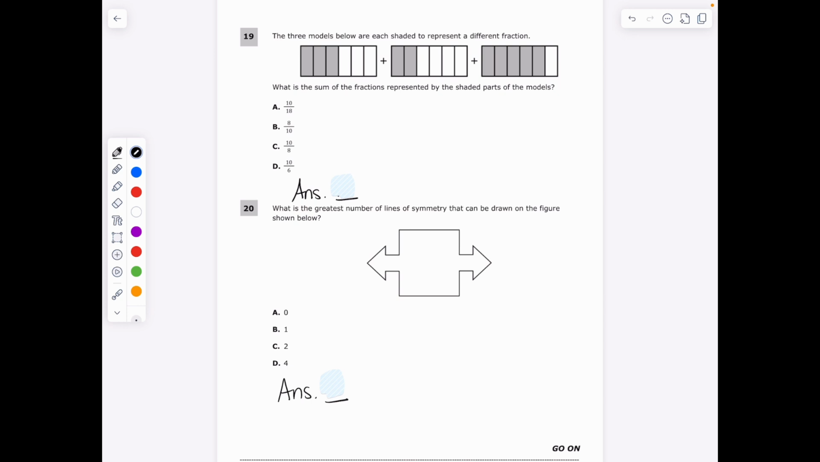Alright, let's look at 19 and 20. The answer for 19 is D. The answer for 20, lines of symmetry, is C. Jot this down into your notes. If you have it, awesome. And if not, just stay right here. No worries, I got you.